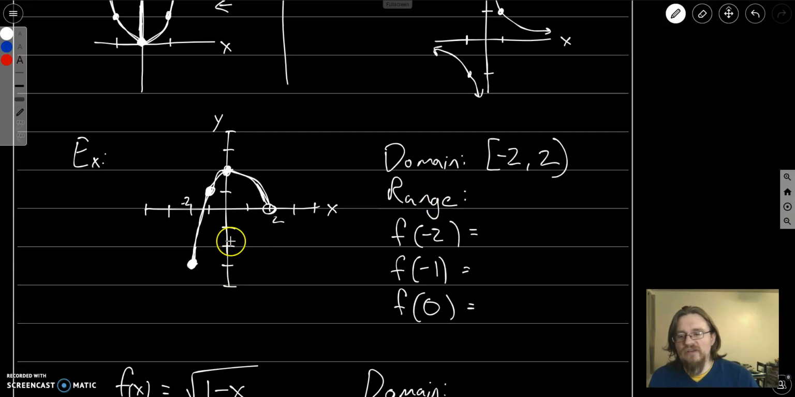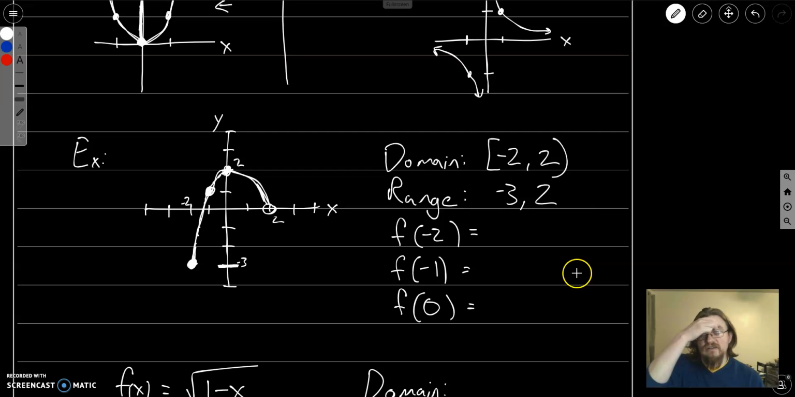Secondly, the range. The range is going to be all the possible values for the heights. So again, the lowest possible value is going to be down here. This is going to be at what? -1, -2, -3. And I can go all the way up to 2. So I can get every value in between. So my range is going to be from -3 up to 2.